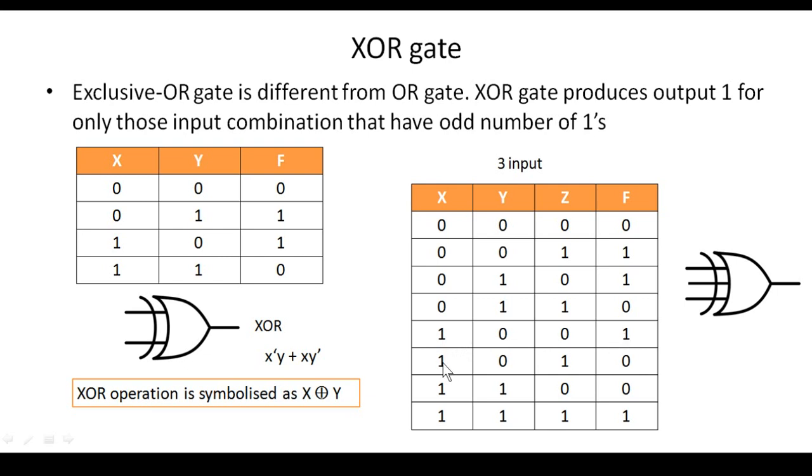Sixth row, 1 0 1, so 2 ones are there, an even number, so you are getting 0. The next one is 1 1 0, again an even number of 1s, so you are getting 0. And finally 1 1 1, that is again an odd number of 1s, so you are getting 1. So this is how you draw the truth table for the XOR gate.